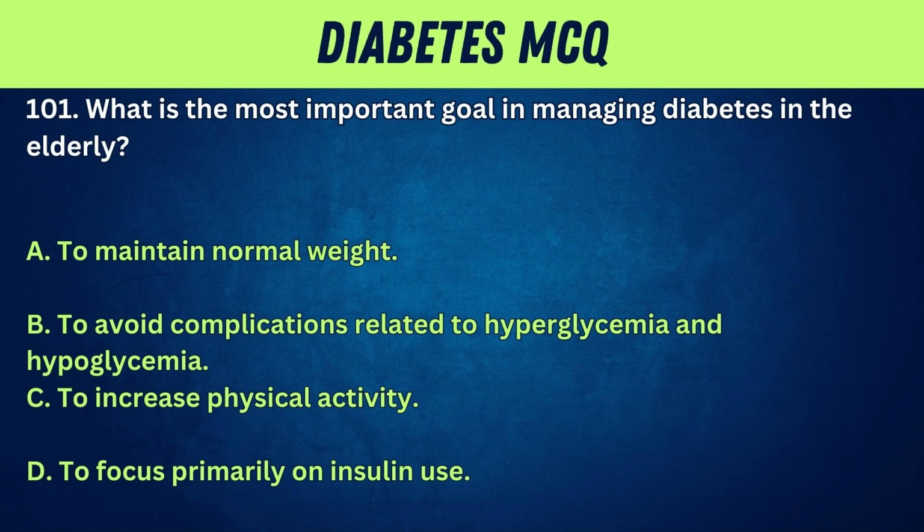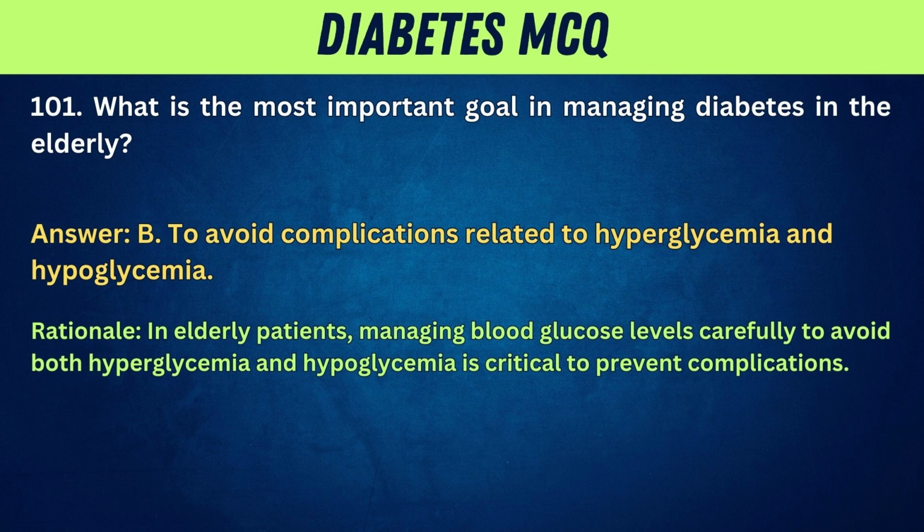101. What is the most important goal in managing diabetes in the elderly? A. To maintain normal weight. B. To avoid complications related to hyperglycemia and hypoglycemia. C. To increase physical activity. D. To focus primarily on insulin use. Answer. B. To avoid complications related to hyperglycemia and hypoglycemia. Rationale. In elderly patients, managing blood glucose levels carefully to avoid both hyperglycemia and hypoglycemia is critical to prevent complications.